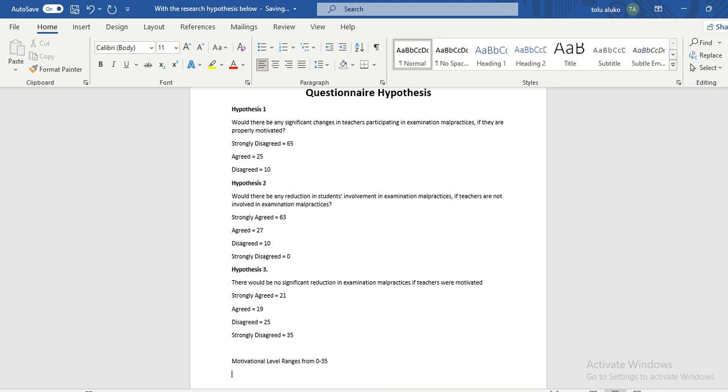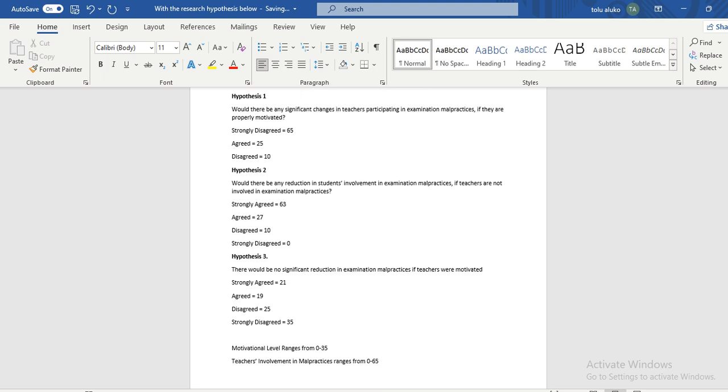Teachers involvement in malpractices. We want to see if there is correlation between them. It ranges from, which is hypothesis 1, okay, we can use ranges from 0 to 65, right? 65, which is high, very high.